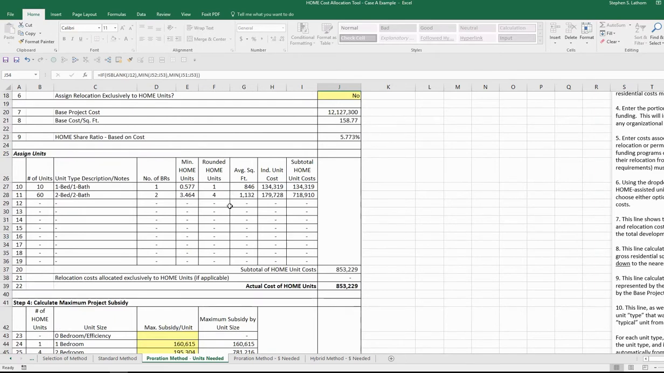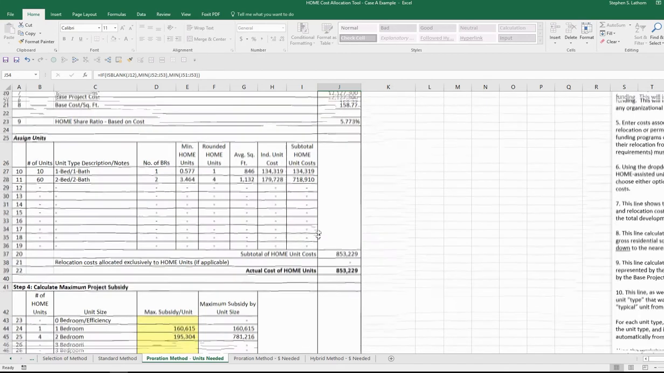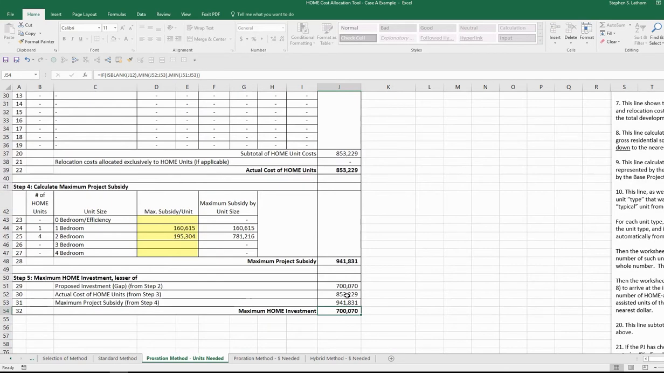But again, what happens is we can't allocate units on a partial basis. You either rent the whole unit with the home income and rent restrictions or you don't. So we always round up. And in most cases then what you're going to see is a marginal difference between the actual cost of those units and the proposed investment, because the math will almost never work in a way that those 2 numbers are exactly the same.